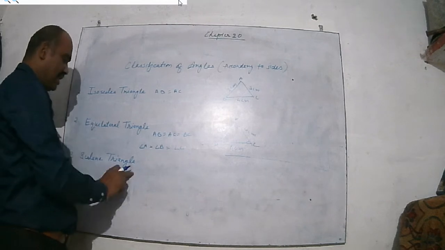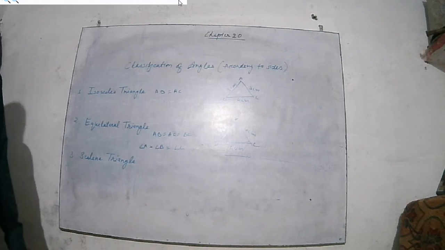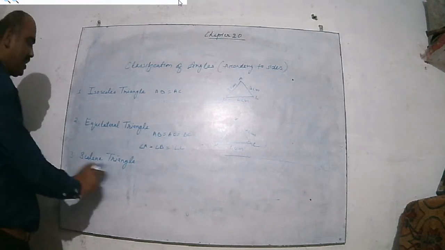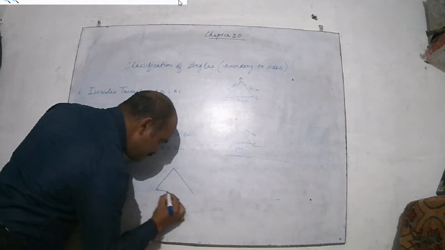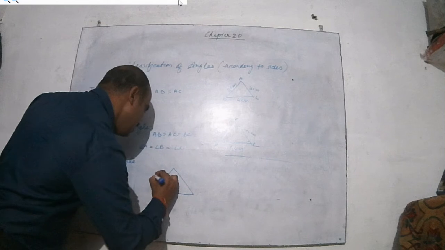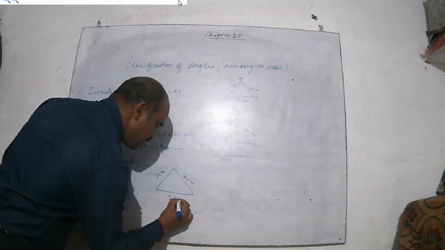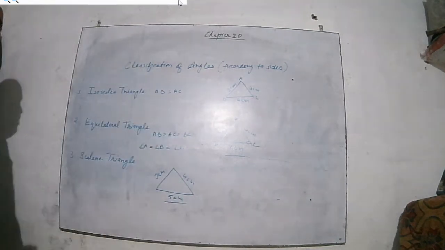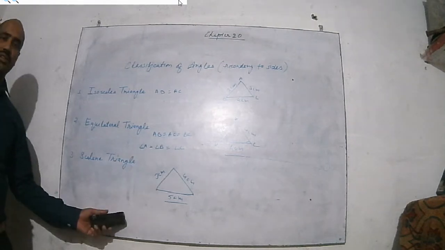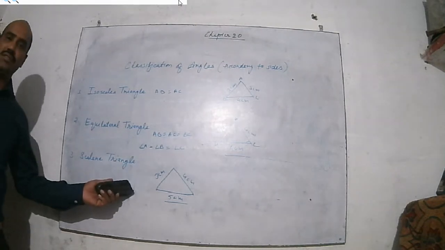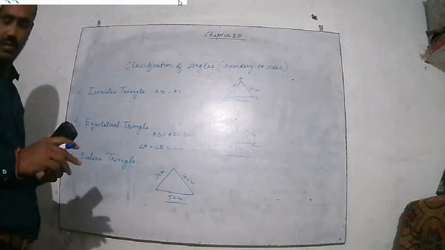Now we come to the scalene triangle. In a scalene triangle, all three sides of the triangle are of different length. Suppose it is 3 centimeter, it is 4 centimeter, it is 5 centimeter. If this type of triangle is given here, then all sides are not equal, so here it is a scalene triangle. Clear? Hope that you understand that.